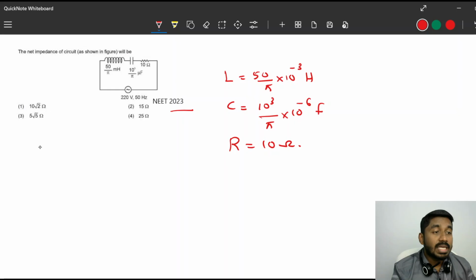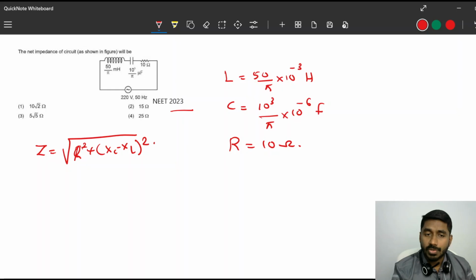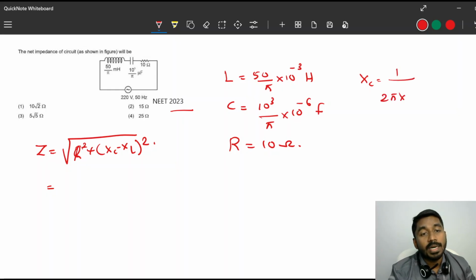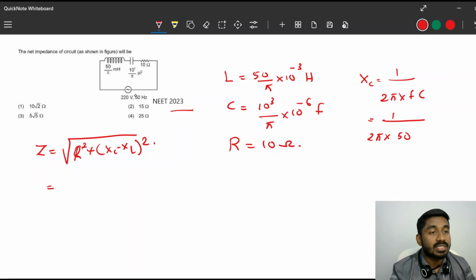So what is the equation of total impedance? The root of R square plus (XC minus XL) the whole square. It can be (XL minus XC) the whole square, no issues. And R we know, but we need to find XC and XL. So XC is equal to 1 by 2 pi f C. Everyone knows that equation. So 1 by 2 pi into f. What is f given? 50 hertz. See, check the figure.